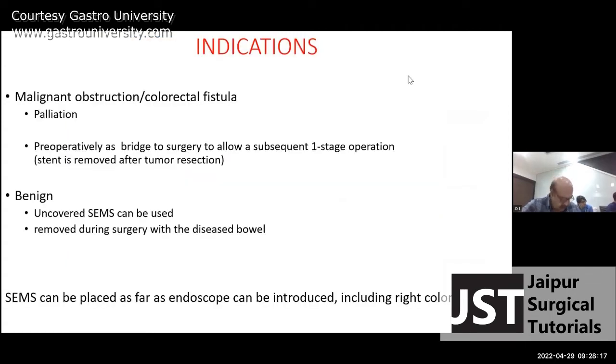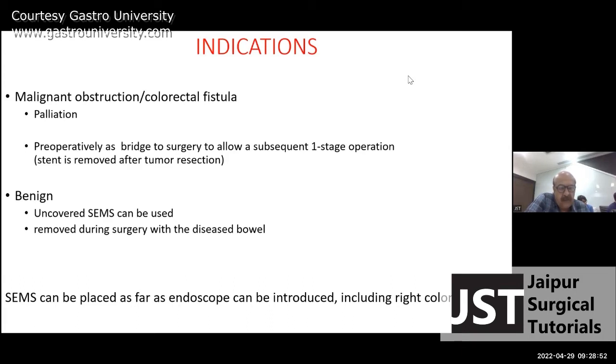Indication: malignant obstruction or a colorectal fistula. So, palliation for that, or pre-operatively it is a bridge to surgery, because of significant morbidity and mortality of surgery in acute obstruction. So you can have a one-stage operation by doing a colonic stenting. You tide over the crisis of acute obstruction, and maybe after 2-3 weeks you can subject these patients to surgery. This is better than doing a colostomy and then subjecting these patients to a second surgery.